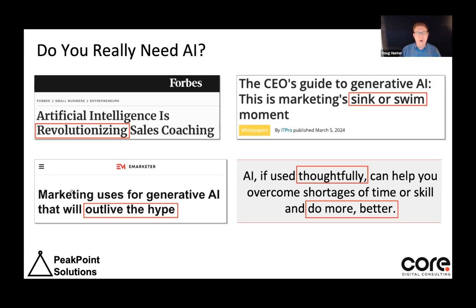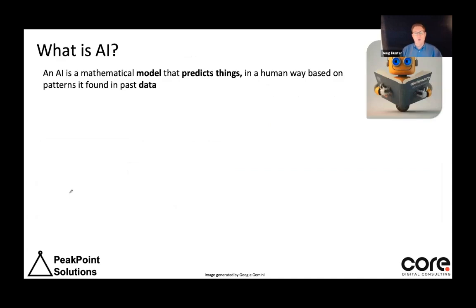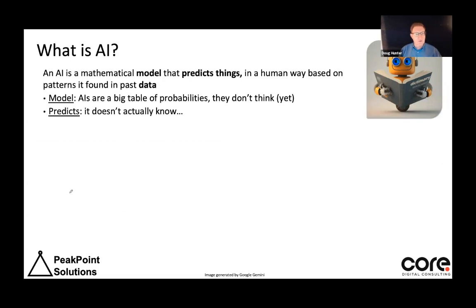So let's start off by going through a few definitions. First of all, what is AI? AI is a mathematical model that predicts things in a human way based on patterns it found in past data. Now, I've got a couple of words here in bold, and let me use those to unpack the sentence a bit more. The first 2 words are model and predicts. AIs are huge tables of probabilities and weights. They don't actually think, at least not yet. And it actually doesn't know what the answer is. It just knows what is probably next.